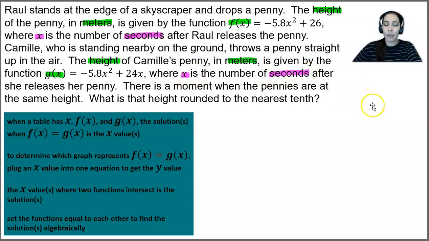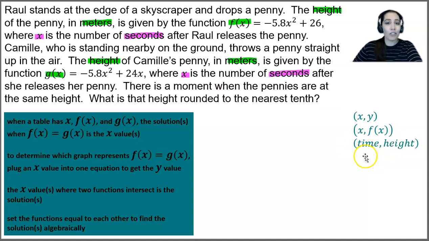This is important because when you write a value x comma y, my y is also going to be x comma f of x or x comma g of x, depending on which formula. But the most important part here is to know that x is your time, your seconds. And f of x, my y, is height in meters.